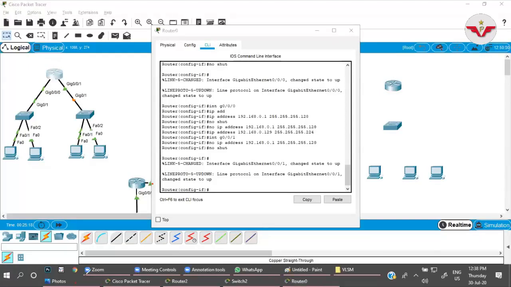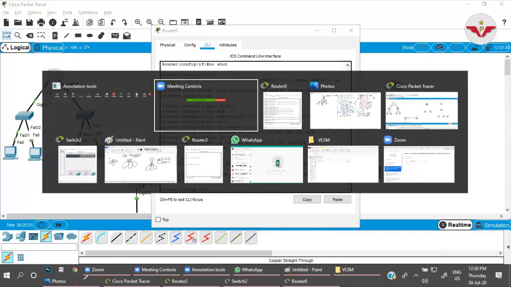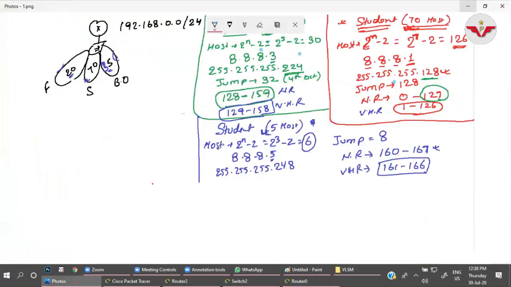Here you can see the network. This is the topology, these are the networks which we have done yesterday, the first scenario when we were explaining VLSM, right? The IP address was 192.168.0.0. I have divided that IP into three segments for faculty, student, and back office. The requirement of the faculty network was 20 PCs, for student 70 hosts, for back office 5 hosts. So this was not student, this was back office. By mistake I have written student.